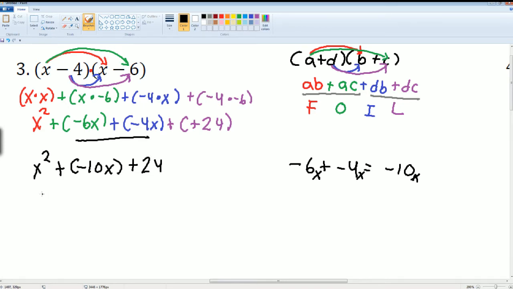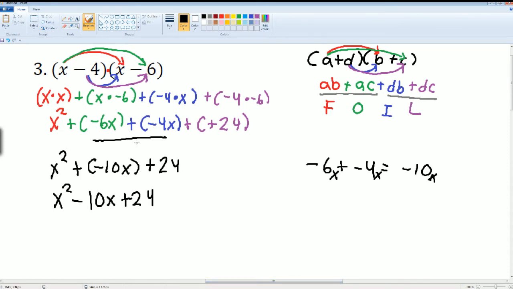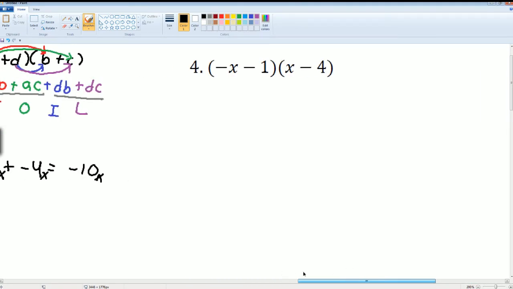There's another way of writing this. This becomes x squared plus a negative is the same thing as subtract that number. Okay, so this is how it looks like at the end. X squared minus 10x plus 24. Okay. You're going to start noticing that these two middle terms will always combine when it's in this format because there's x's in both parentheses.